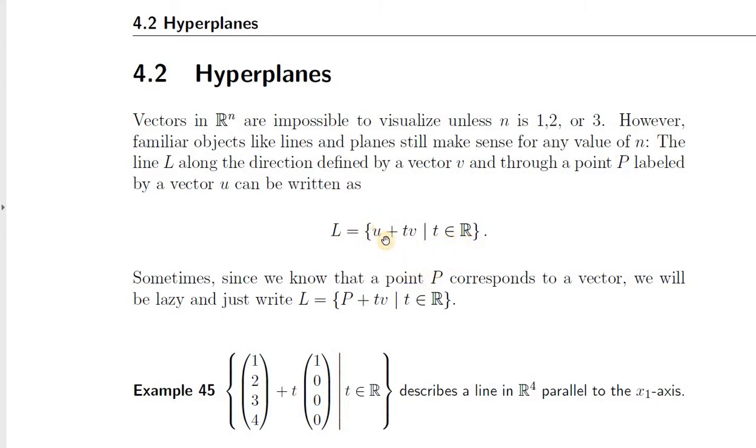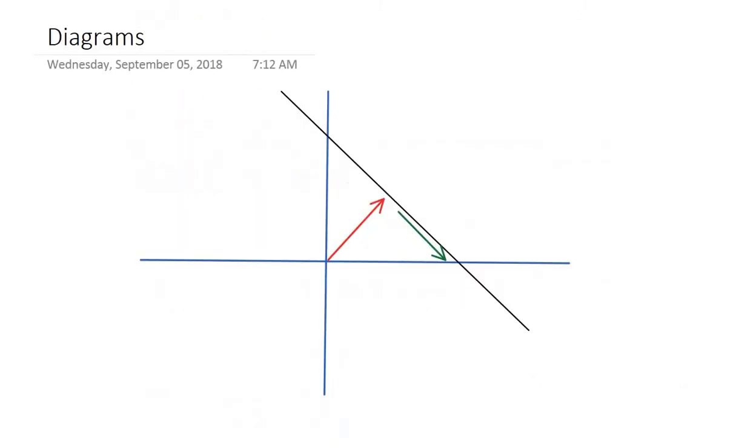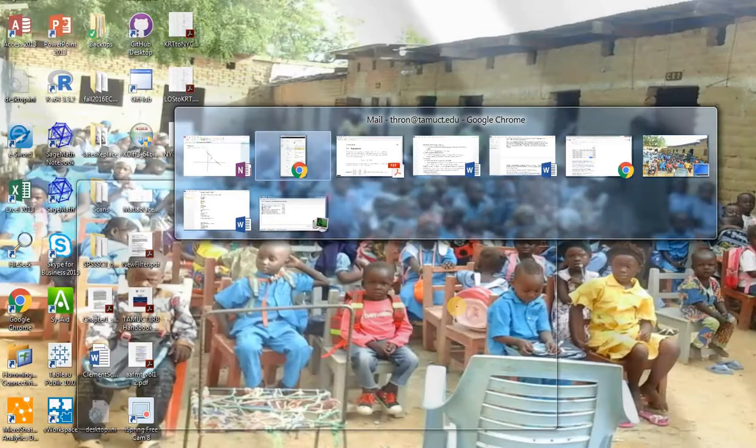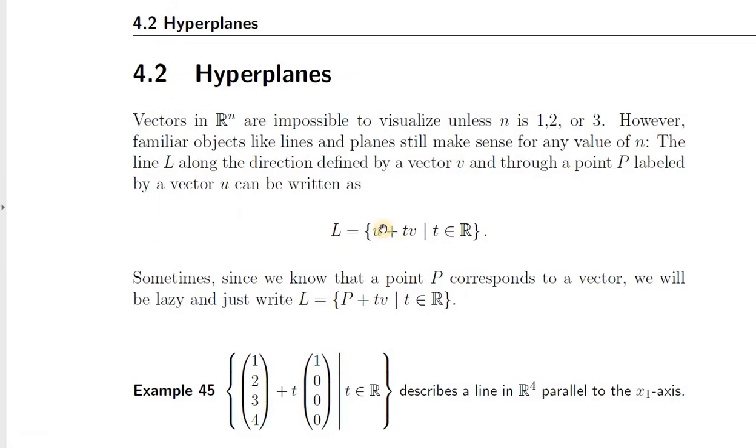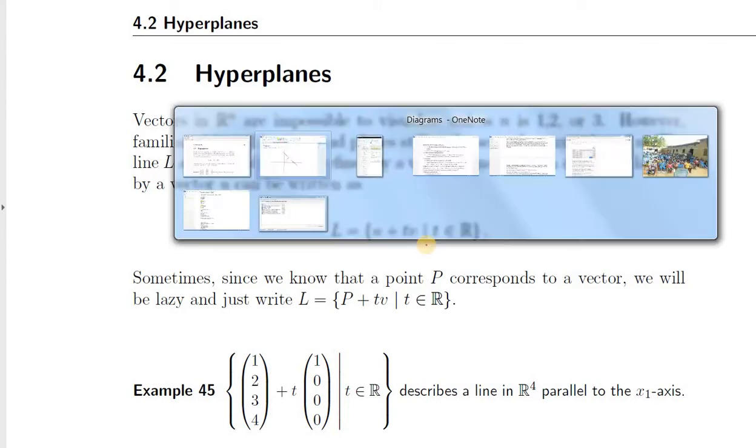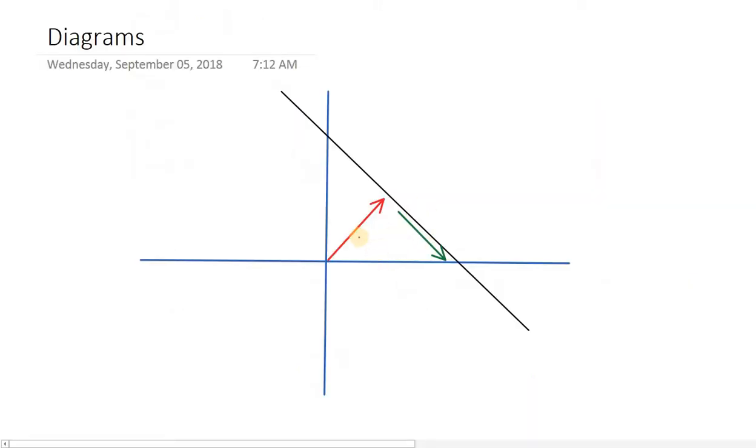So what does that mean? This U is what we could call a displacement vector, and V is the direction vector. So how does that work? Well, I've drawn a picture here so you can see. Here we said that U plus TV, and I said U was the displacement vector and V is a direction vector. So here's my U right here.